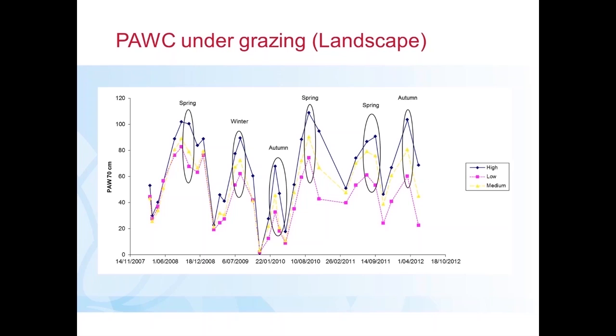Again, if you know that your high production zones have 100 mils of water, you may want to manage them quite differently from your low production zones, your rocky ridges, in terms of improving or getting production out of them. The circles just indicate where there are significant differences between the different production zones in terms of soil water or plant available water.